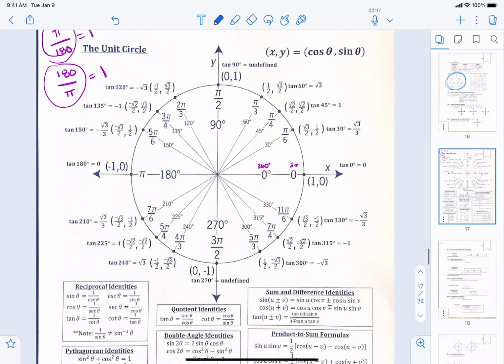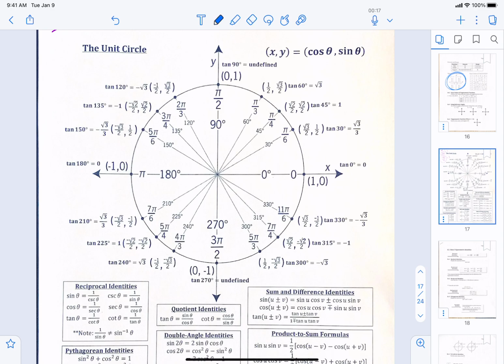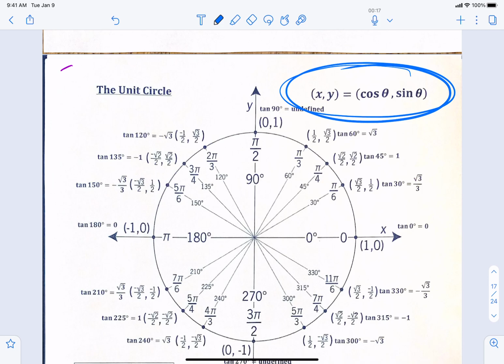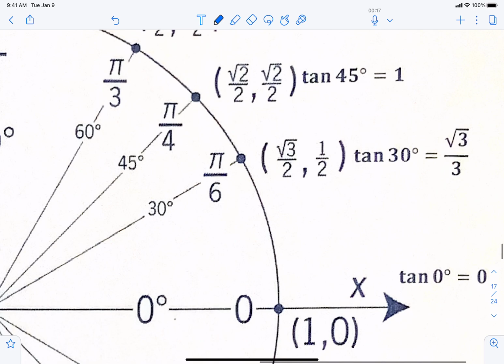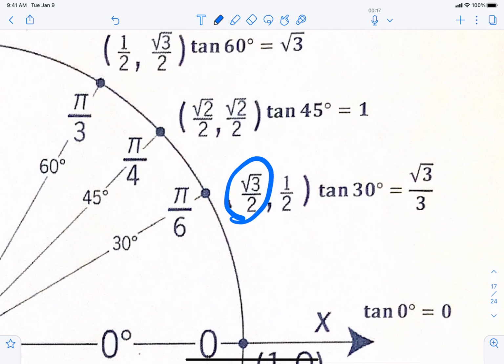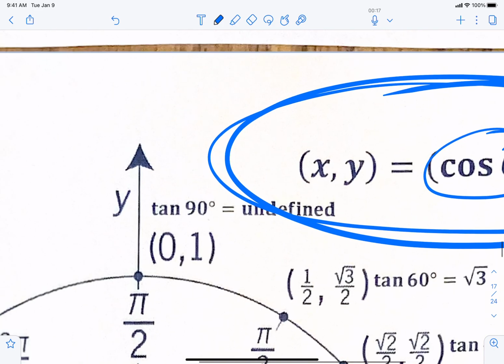All right, your unit circle. I want you to take a look at this piece right here. X, Y, cosine, sine, right? We said the cosine value is the x coordinate and the sine value is the y coordinate. Do you guys remember that? So if I say find cosine of 30 degrees, what's cosine of 30 degrees? Cosine is the x coordinate, it is square root of 3 over 2.